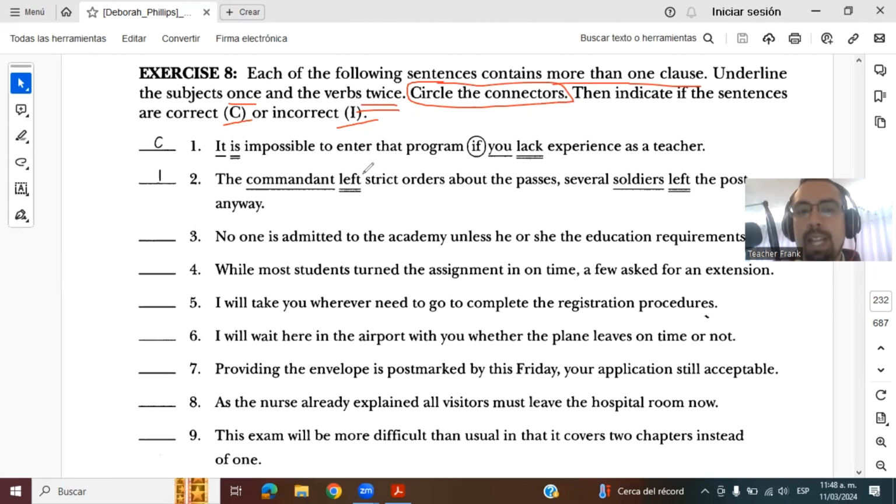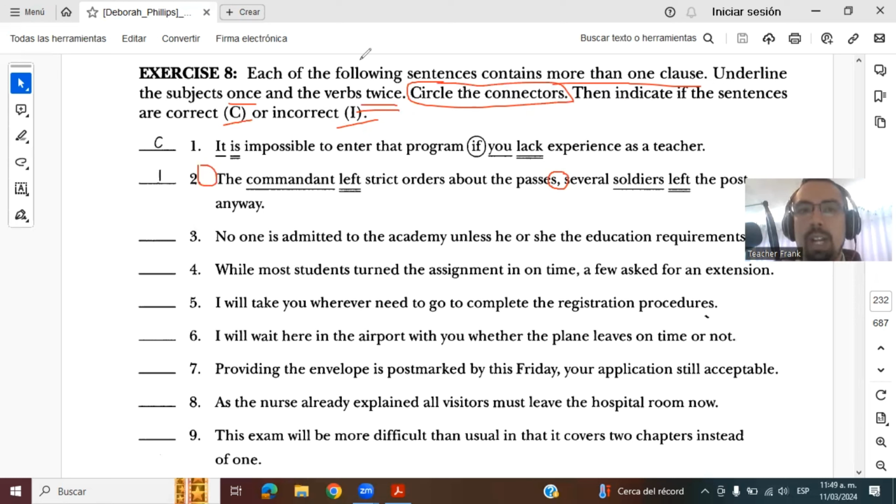The commandant left strict orders about the passes. Several soldiers left the post anyway. So the commandant left is one clause. Several soldiers left is the second clause, but we don't have a connector in the middle or in the beginning, so it's going to be incorrect, right? Okay, yeah, we have a missing connector.